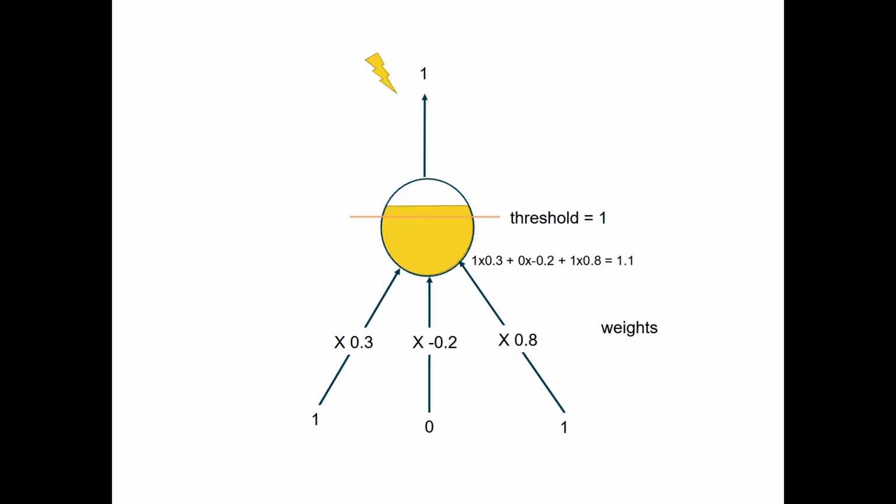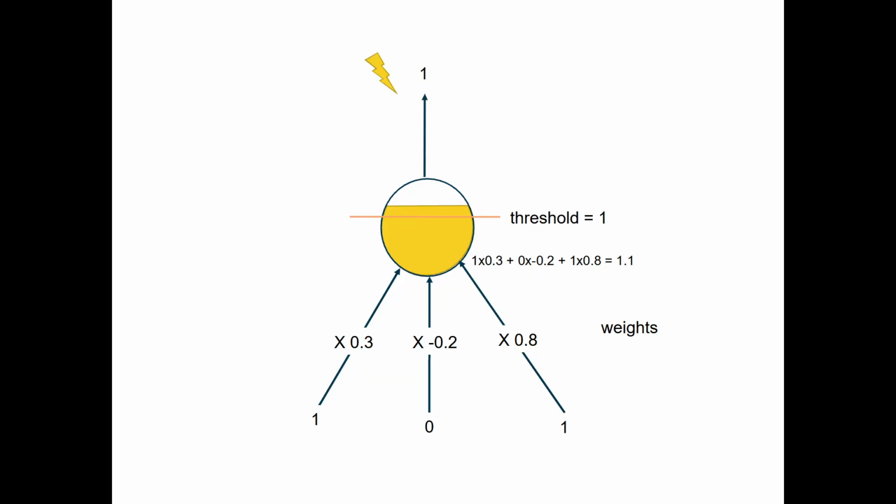Indeed, you see in this second example, if we change the inputs, instead of 1, 1, 0, we have 1, 0, 1, and we do perform the calculation. So we have 1 times 0.3 plus 1 times minus 0.2 plus 1 times 0.8, and we get 1.1. So this time we are above the threshold, and the neuron returns 1.